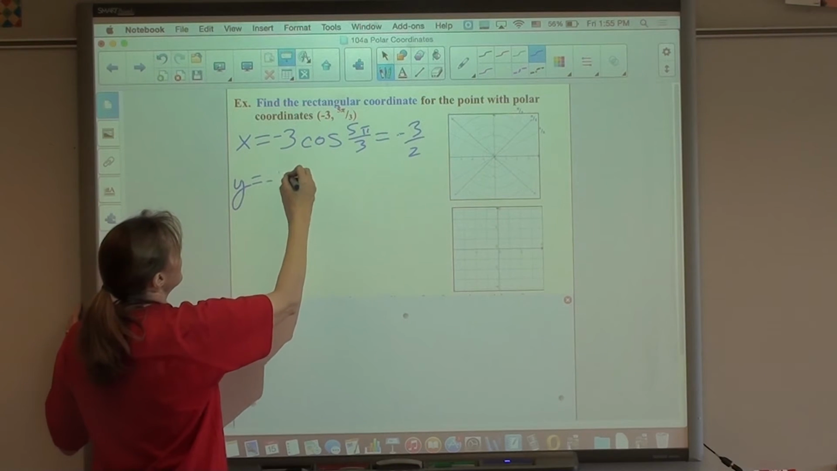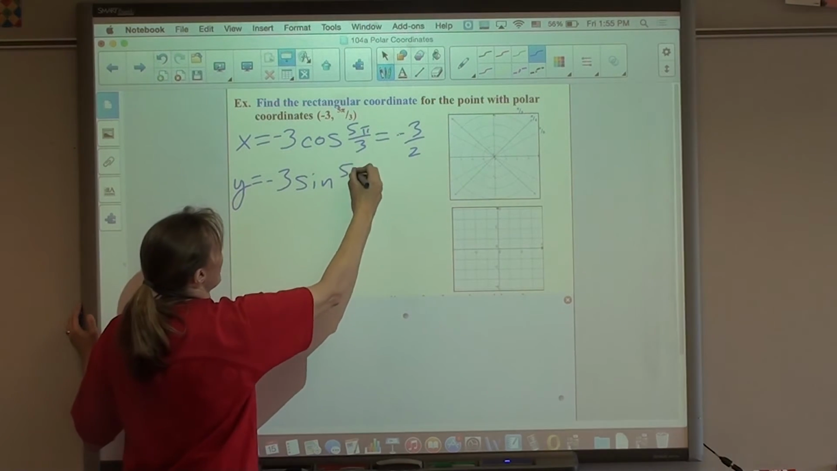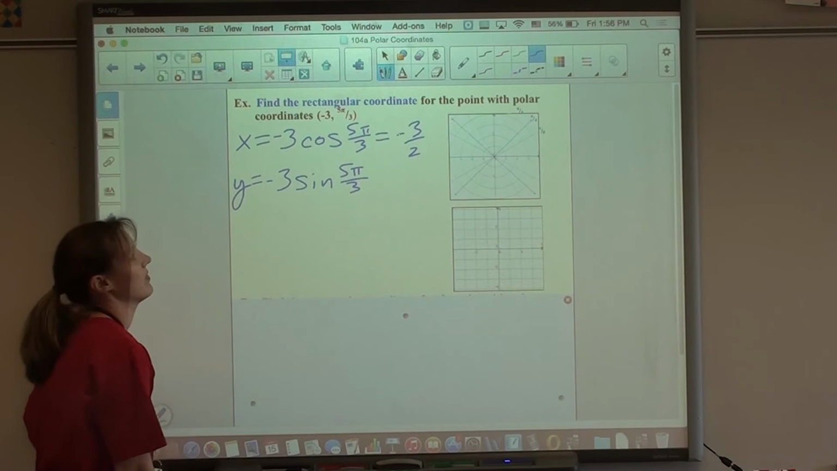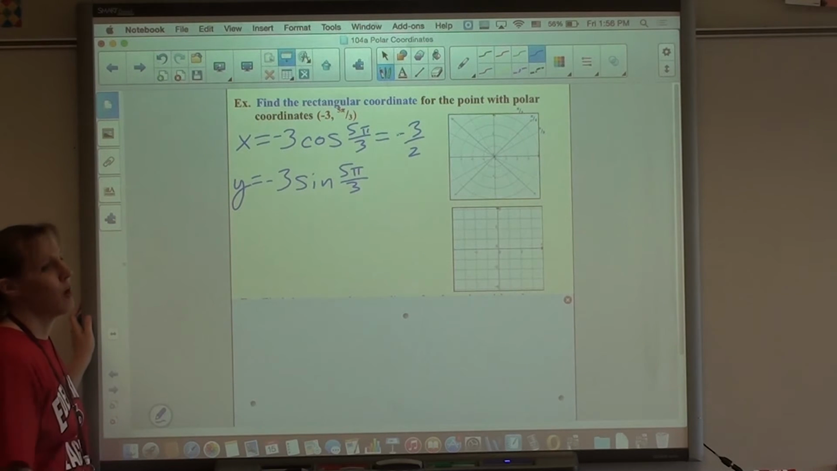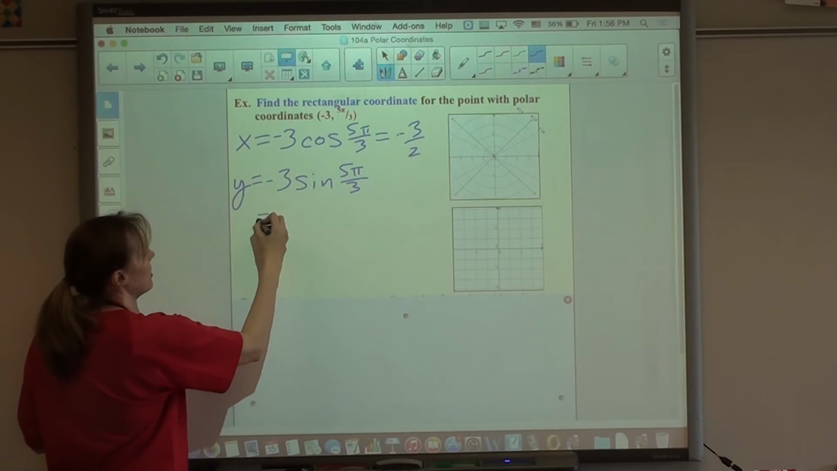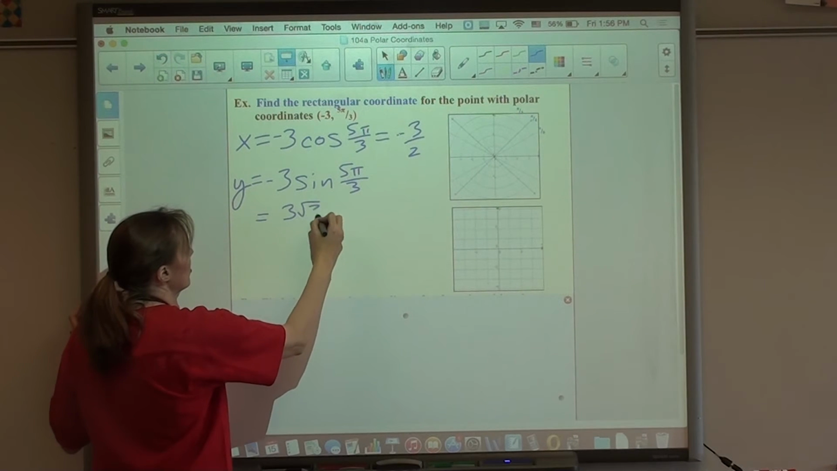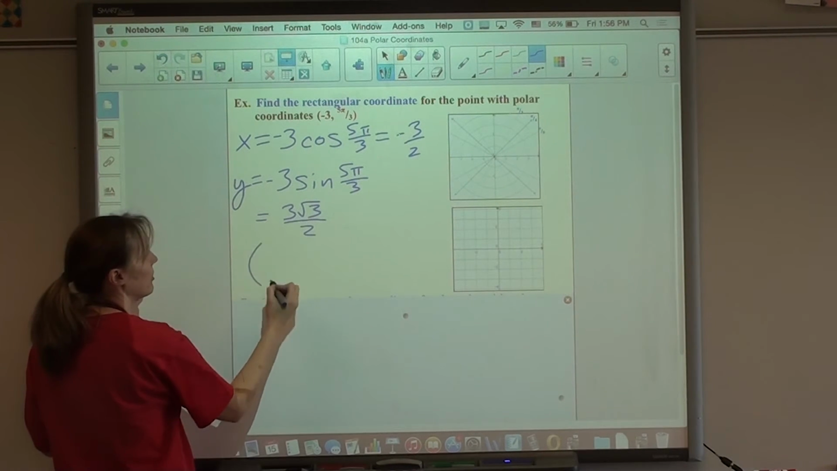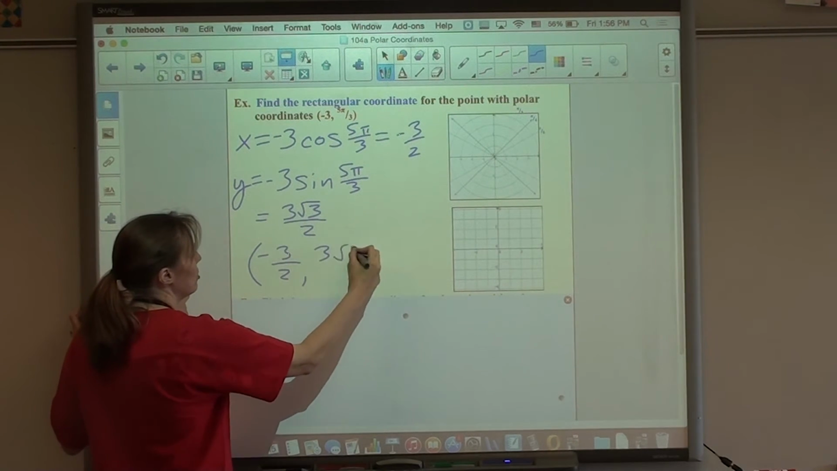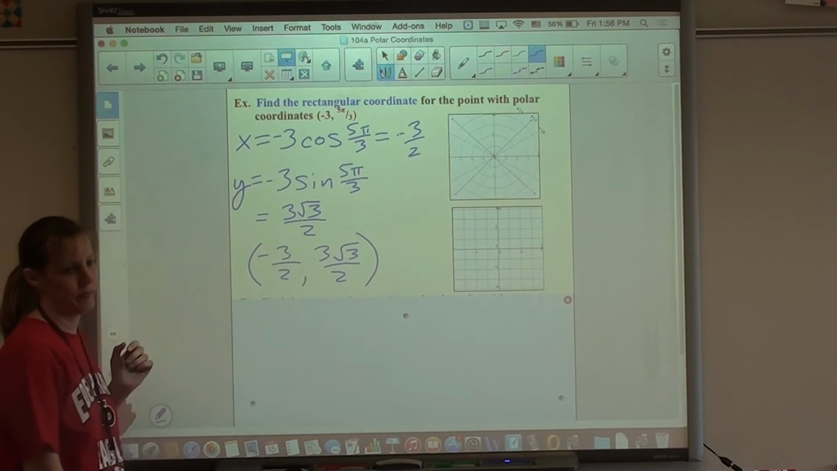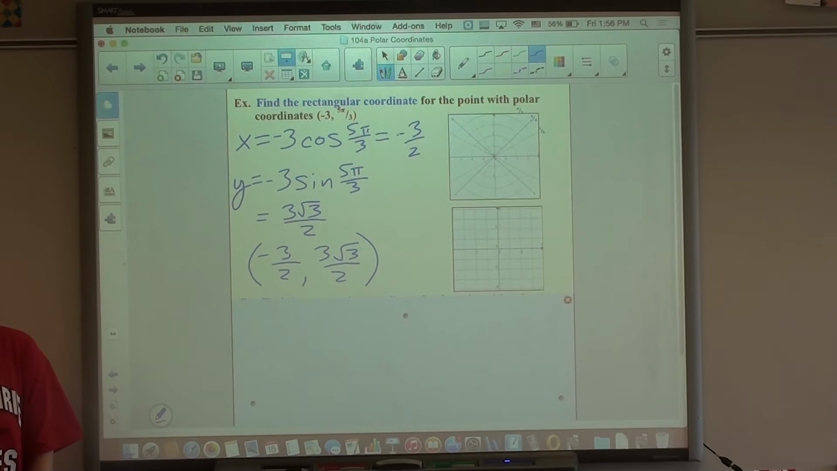Y is -3 sine 5 pi thirds. Sine of pi thirds is √3/2. We're in the fourth quadrant, sine is negative, so we end up with a positive 3√3/2, and therefore our new rectangular coordinate is -3 halves, 3√3/2. Right? So to go from polar to rectangular, you just do r cosine theta, r sine theta.